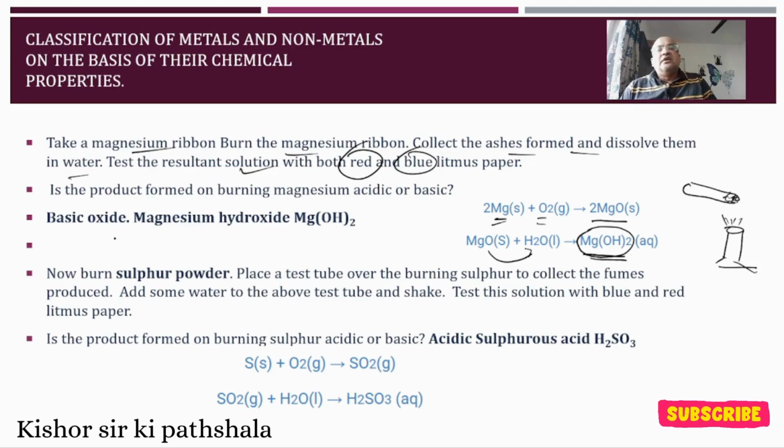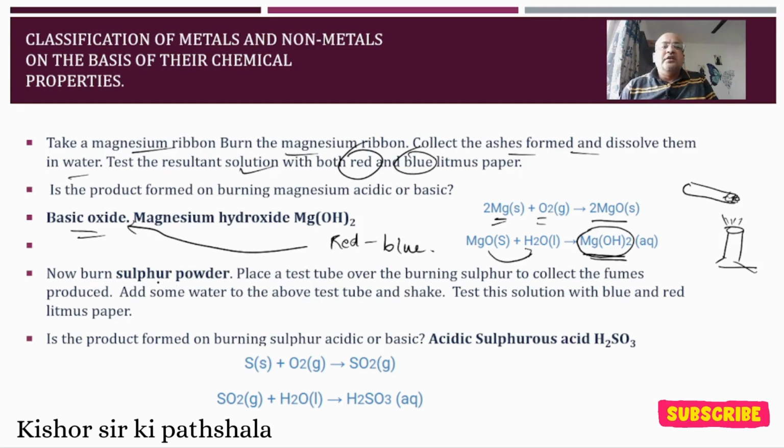If we take blue litmus paper, there will be no change as such. But what will happen with the red litmus paper? Red litmus paper will turn blue, and it shows us that it is basic in nature. So this is nothing but a basic oxide. Magnesium hydroxide is a basic oxide as such.